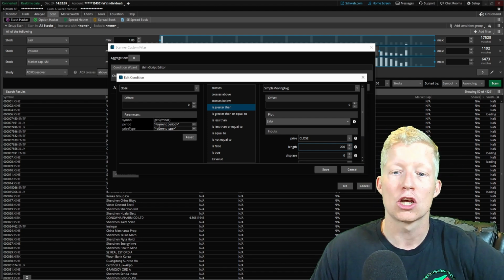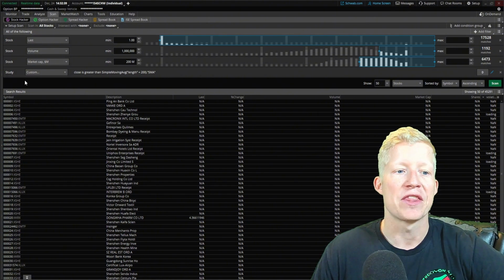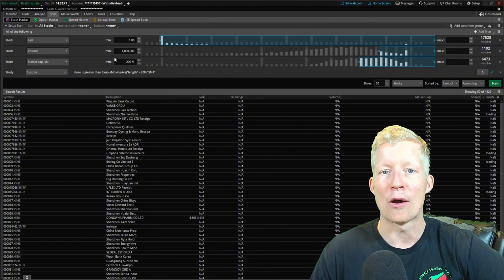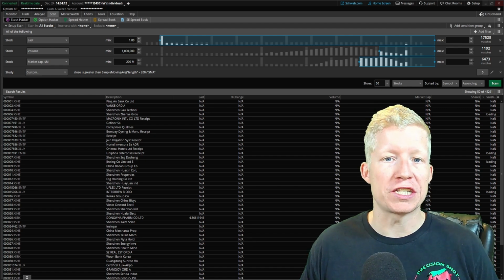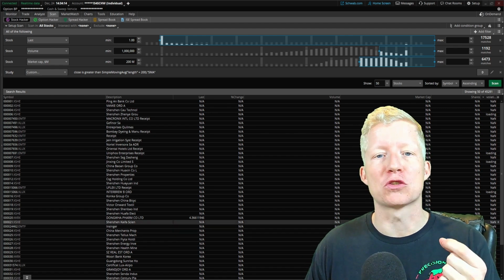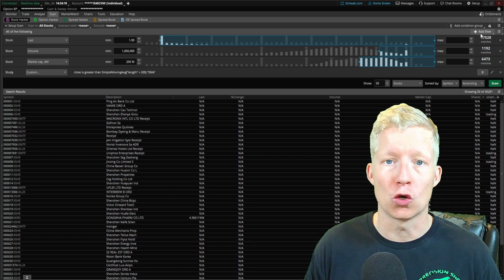Let's create it, right? Close greater than the 200 simple moving average. Go ahead and hit OK. That custom study filter is now added to our scanner. Now we're going to add one final filter to our scanner. However, this is going to be the filter that we differentiate between continuation and reversal trading strategy.